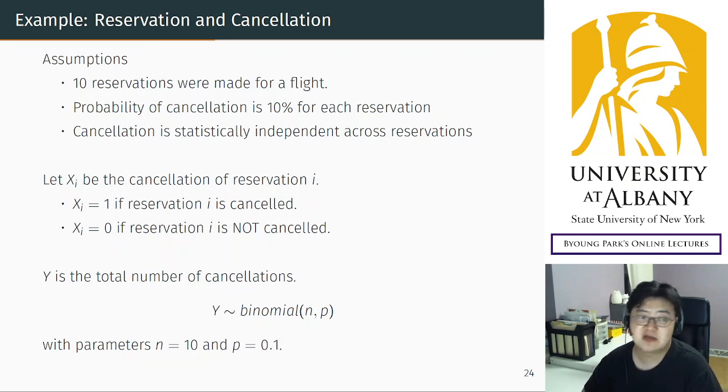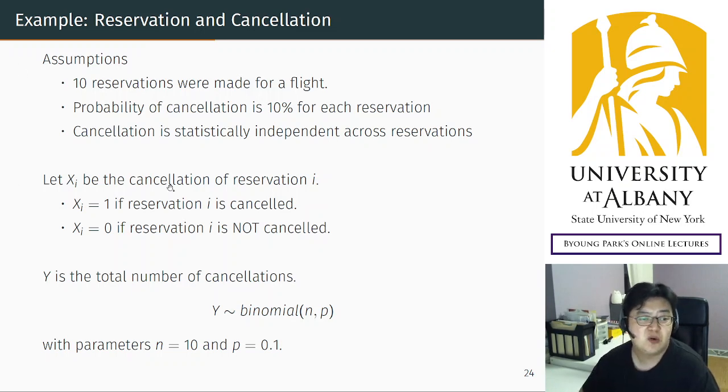So the example we considered in the last class was this. Think about reservations. There are 10 reservations you accepted for a flight, say, and suppose that the probability of cancellation is 10% each. For each reservation, they may be canceled, and the cancellation is independent across reservations. So two different reservations may be canceled, but they do not affect each other.